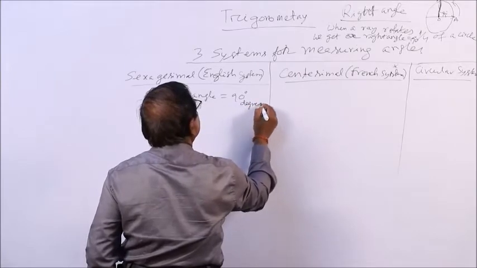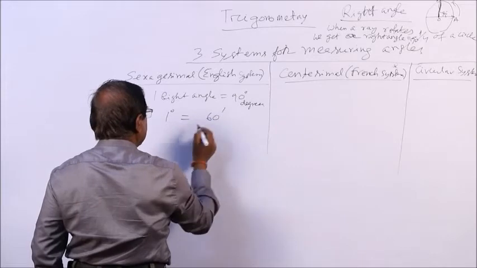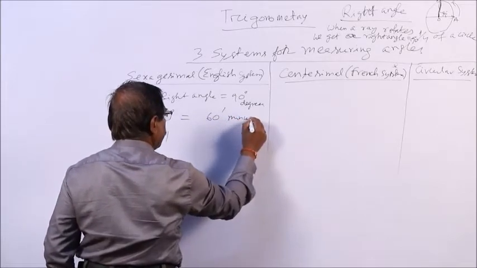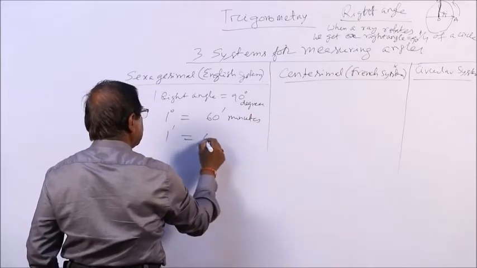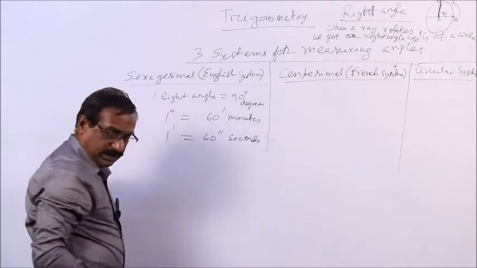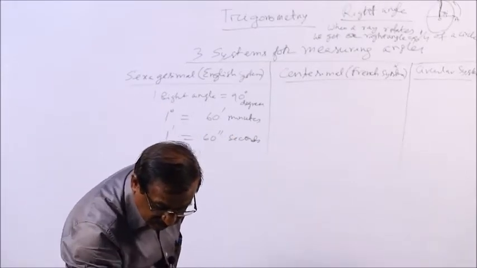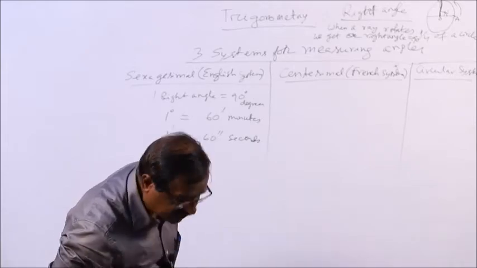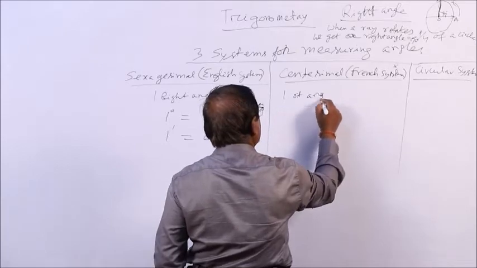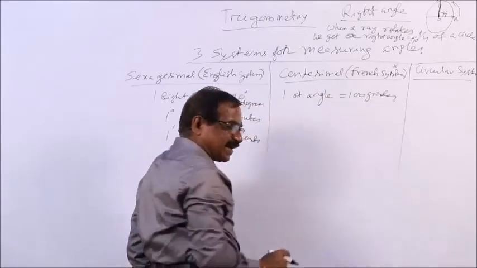1 degree is equal to 60 minutes. 1 minute is equal to 60 seconds, right. And we are not interested in the French system, that is 100 grades. One right angle is equal to 100 grades, that is not in our practice.